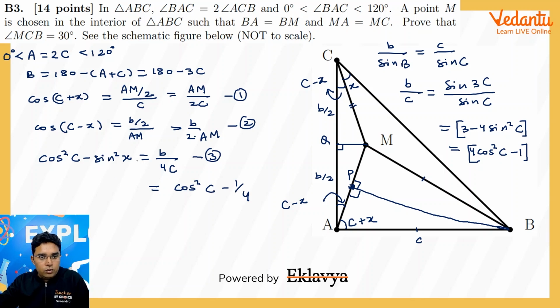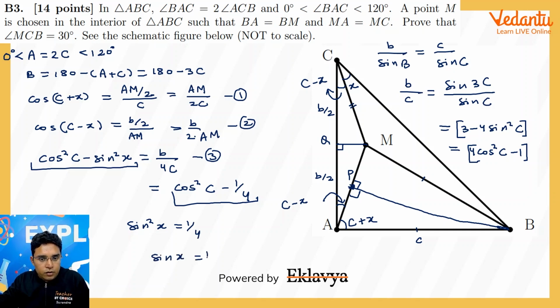So if you see, on the left hand side cos square C and on the right hand side cos square C will be cancelled, and we are getting sine square X is equal to 1 by 4. And this has to be positive only, so sine X is 1 by 2. Also this angle cannot be 150. It has to be 30 degrees only, because we are given that this angle is less than 120. So X is equal to 30 degrees. So this completes the solution of this question.